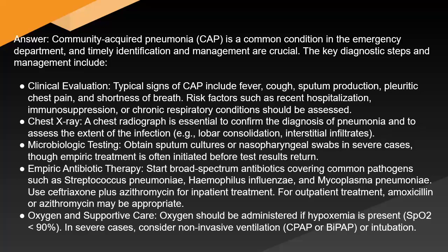Microbiologic testing: obtain sputum cultures or nasopharyngeal swabs in severe cases, though empiric treatment is often initiated before test results return. Empiric antibiotic therapy: start broad-spectrum antibiotics covering common pathogens such as Streptococcus pneumoniae, Haemophilus influenzae, and Mycoplasma pneumoniae. Use ceftriaxone plus azithromycin for inpatient treatment. For outpatient treatment, amoxicillin or azithromycin may be appropriate.